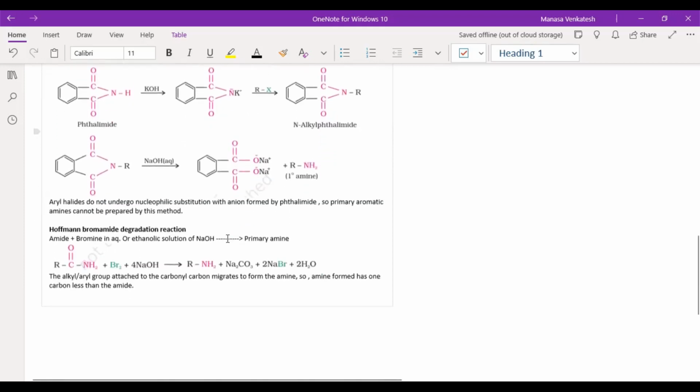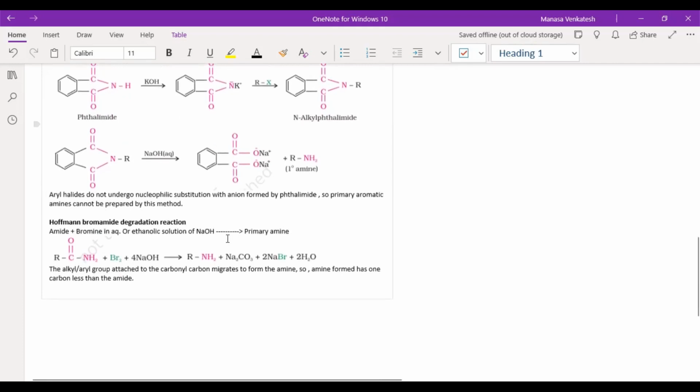The last one is Hofmann bromamide degradation reaction, and in this one only you have the loss of a carbon atom. So remember, in the previous case we learned reduction of amides. The same thing is happening here. Only issue is the CO is going to get removed. So an amide is reacting with bromine in aqueous or ethanolic solution of sodium hydroxide to give us a primary amine. So this CO is going to get removed and you have RNH2 formed.